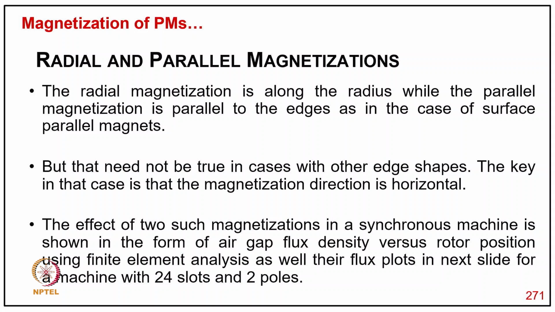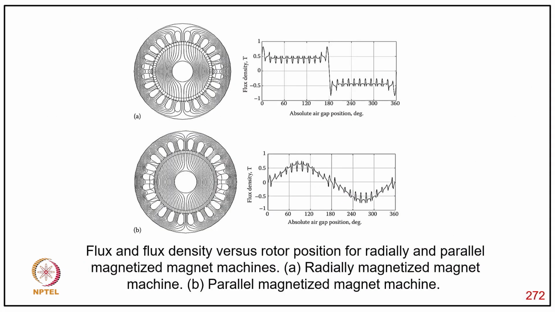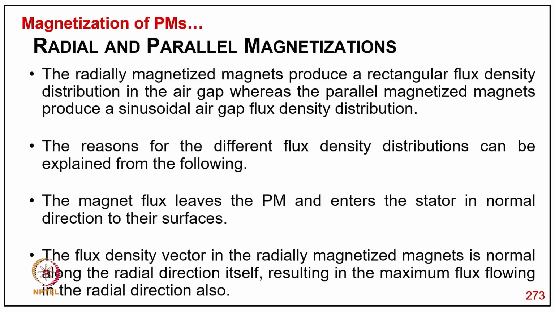The effect of the two magnetizations on the synchronous machine is shown in the form of air gap flux density versus rotor position, using finite element analysis, in the next slide for a machine of 24 slots and 2 poles. You can see how it looks versus the rotor position, with parallel magnetizing and radial magnetizing. The radially magnetized magnet produces a rectangular flux density distribution in the air gap, whereas the parallel magnetized magnet produces a sinusoidal air gap flux density distribution.